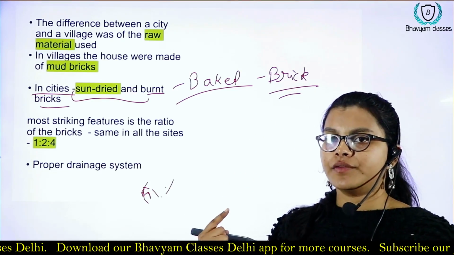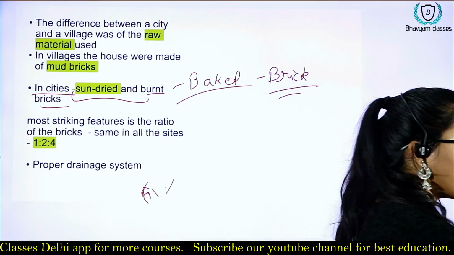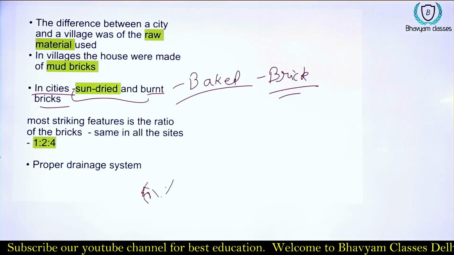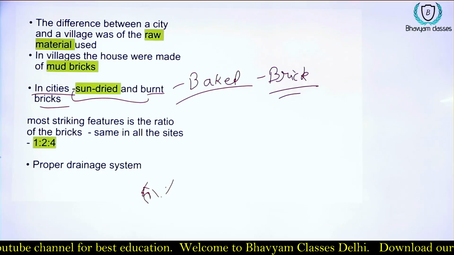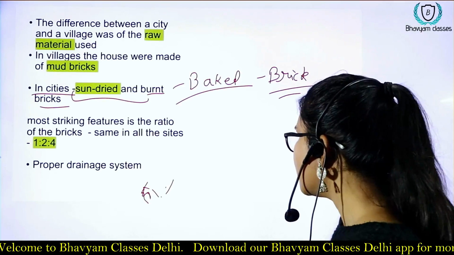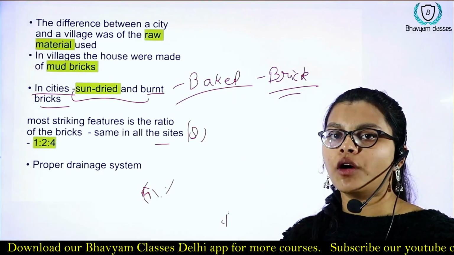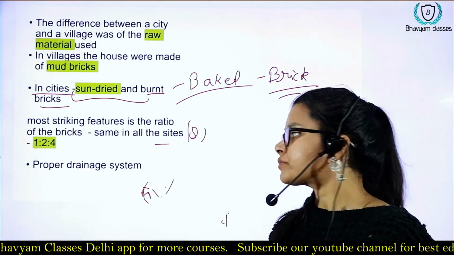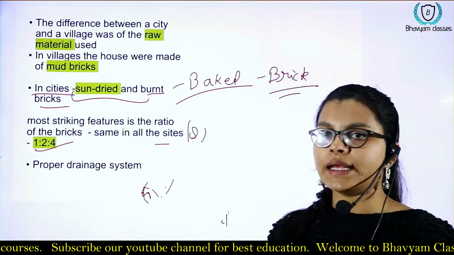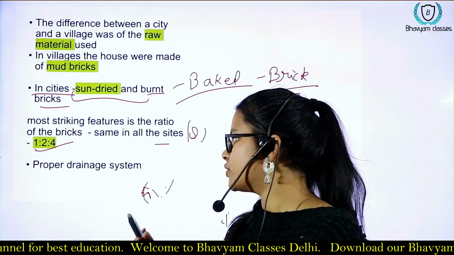As I told you, when we were studying the Harappan Indus Valley civilization, in the first slide I told you about the ratio of the bricks. The ratio is very important, fine. From the exam point of view, these ratios are very important. So the ratio was 1:2:4. In some villages, we don't find bricks of this ratio, but more or less in every settlement or every site, we find bricks of this particular ratio, that is 1:2:4.